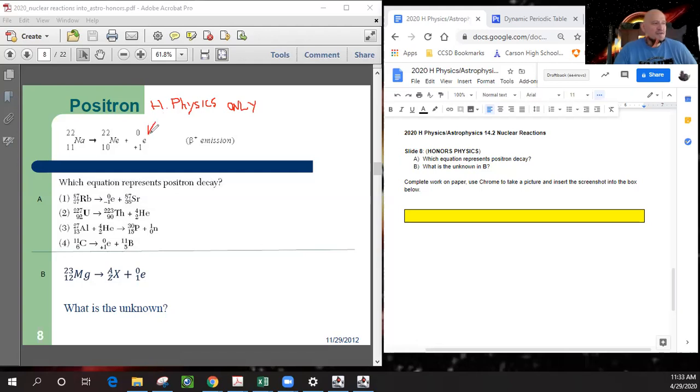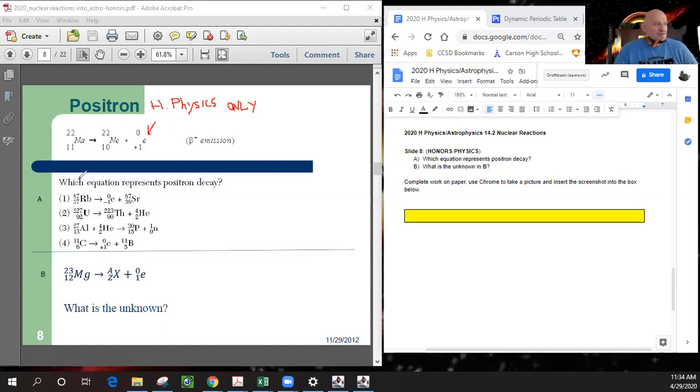Remember, the only thing different between positron and electron is that it has the opposite charge. So here the symbol is +1. And notice here, this is +1 plus 10 is 11. 0 plus 22 is 22. And so this was called beta emission or positive beta emission, but this is called positron.